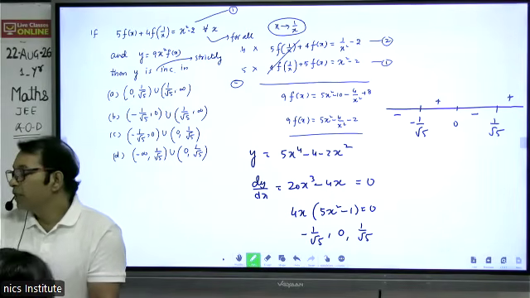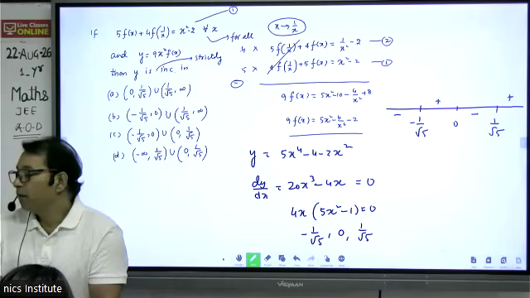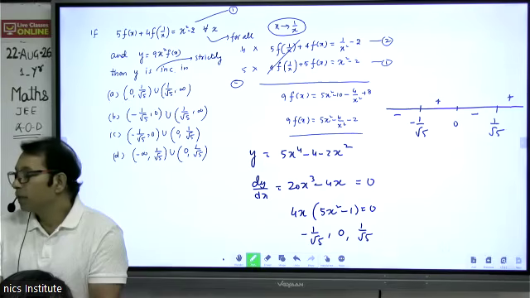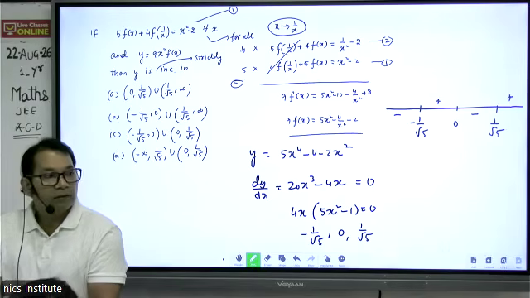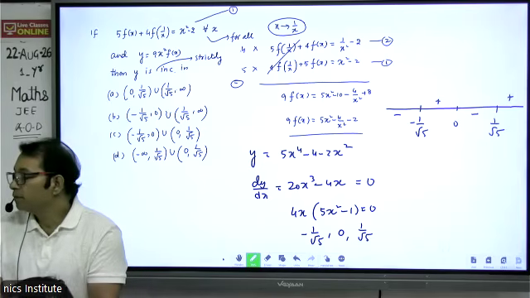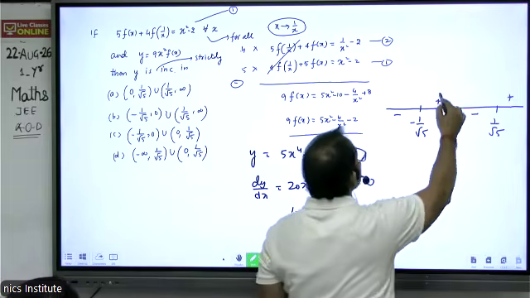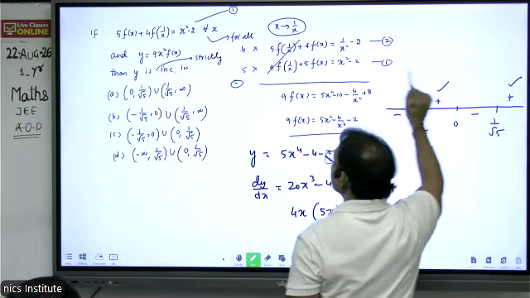So function is increasing from minus 1 by root 5 to 0, and then 1 by root 5 to infinity. Option B. Function is strictly increasing here and here.